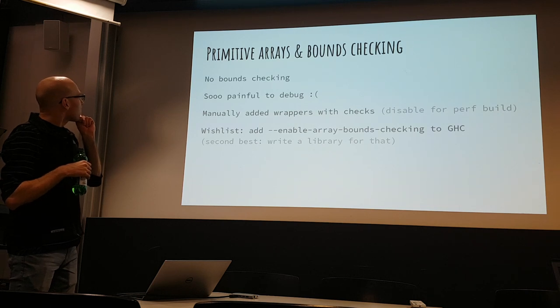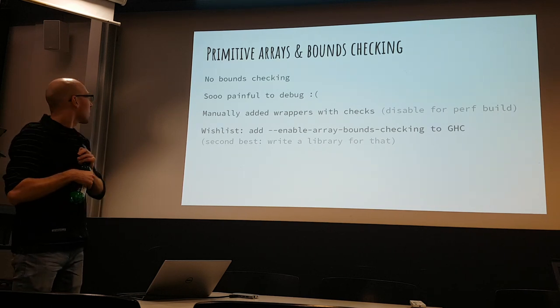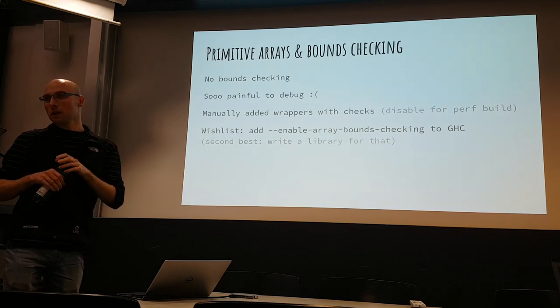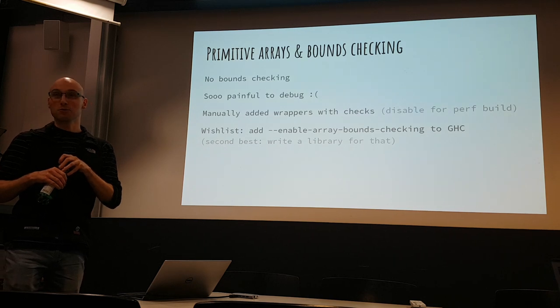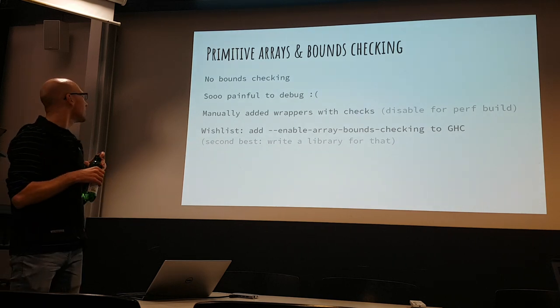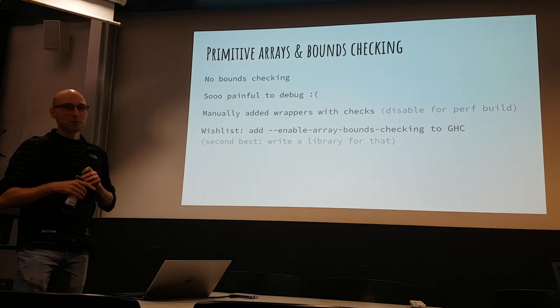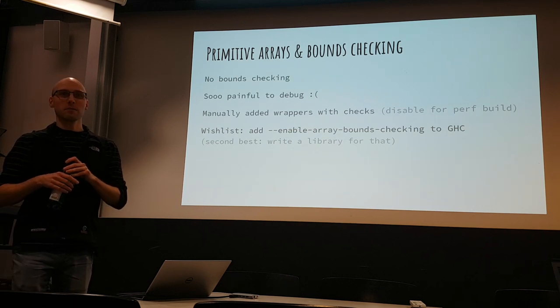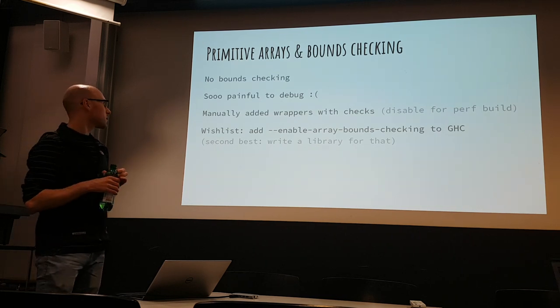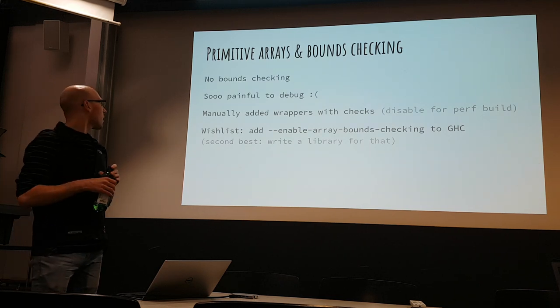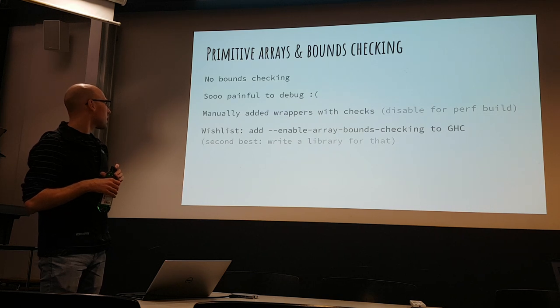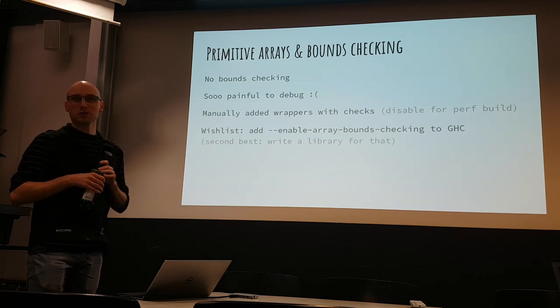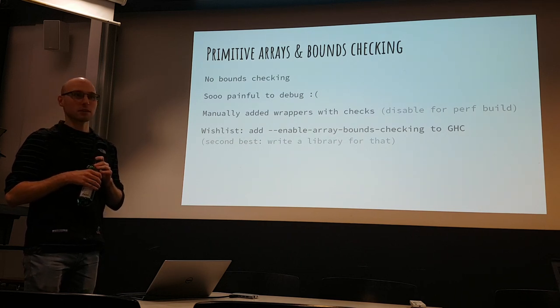What else? Primitive arrays are a pain to work with. Essentially, as I said, by default they're just reads from memory. So if you get your index wrong, you're reading random garbage from somewhere in the heap. If you're writing at random addresses, it's kind of worse. So what I essentially do is for every single operation that does anything with a primitive array, I have a wrapper that has bounds checking. And then I have some extra CPP to disable it for performance reasons when I'm not debugging. It would be kind of nice if GHC could generate this for me. I wouldn't mind that at all. And in the meantime, I might just write a library that exposes all those intrinsics with extra bounds checking that you can disable if you pass the right option.